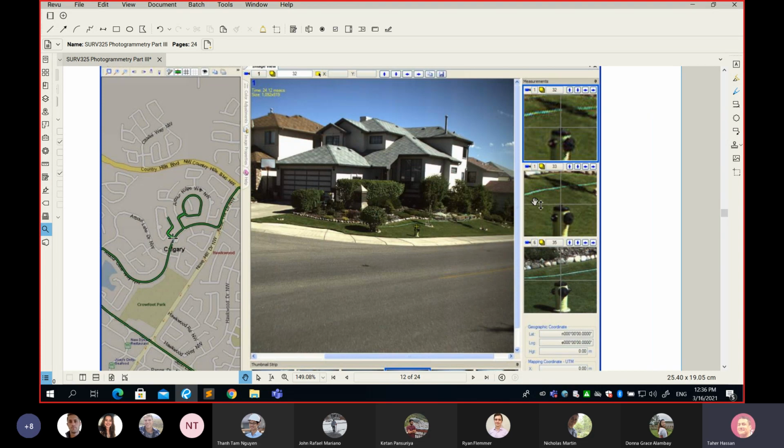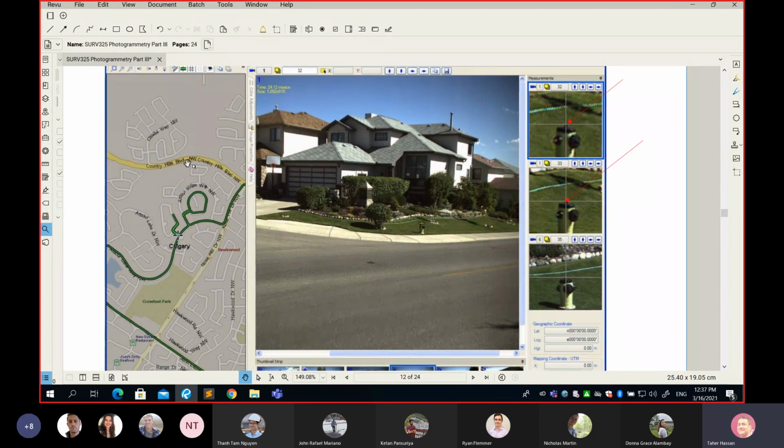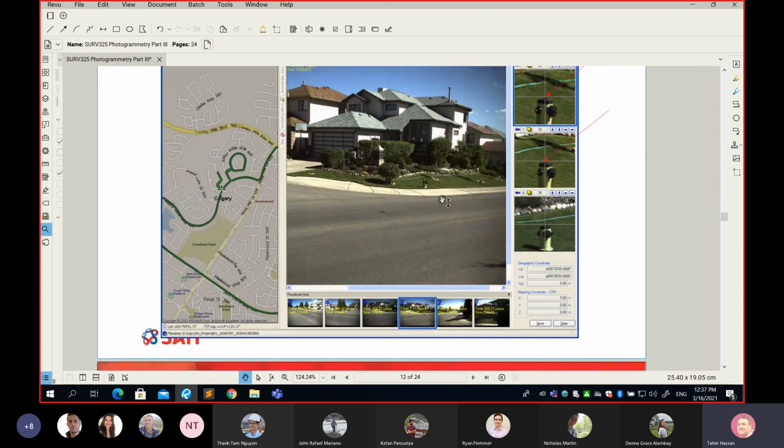And what does it mean? It means I will see my feature in more than one image. So all you have to do is click here in one image and then click here in another image. And you know, if I'm able to measure my point in 2 images, what can I get? I can find the XYZ. By the way, I think the area here is in the northwest of Calgary. This is Country Hills. You can see a map on the left, Country Hills, and Nose Hill Drive Northwest, if you're familiar with this area.